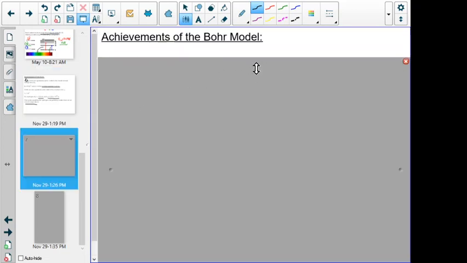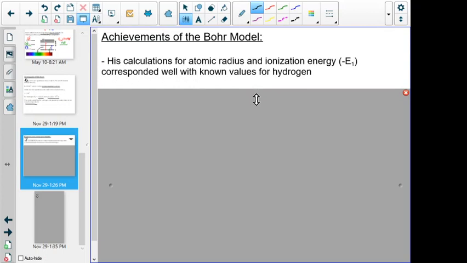Moving on. So, things you need to know again. Why was Bohr's model so much better than Rutherford's? The atomic radius he calculated, the ionization he calculated from his theory matched hydrogen's properties that were known. This is a good thing, right? Any model you come up with, the predictions of that model should match the reality of the world.